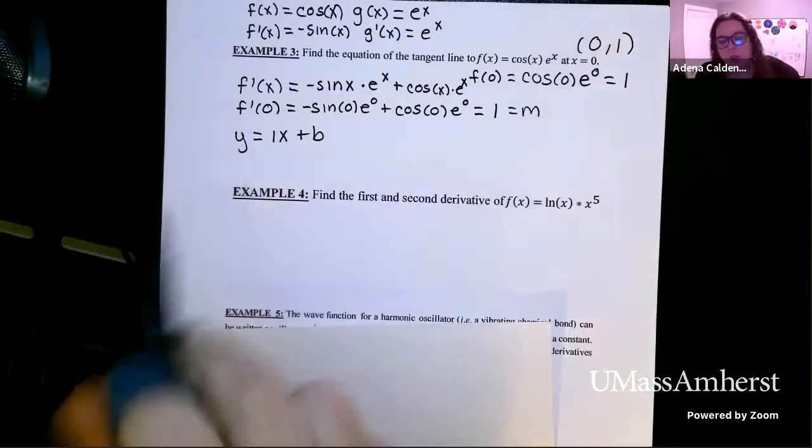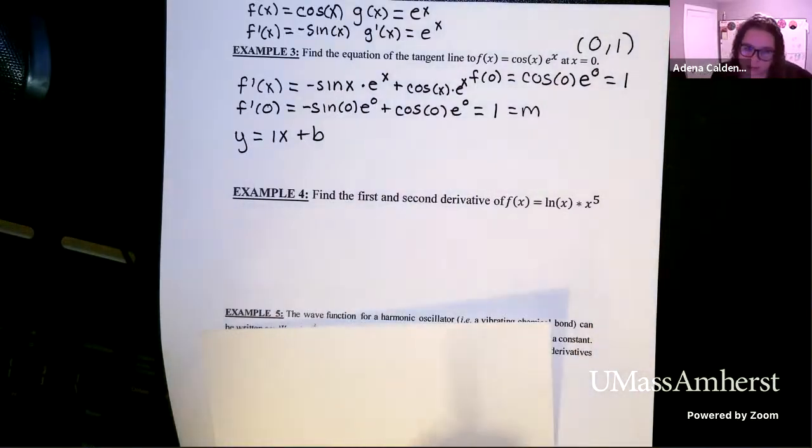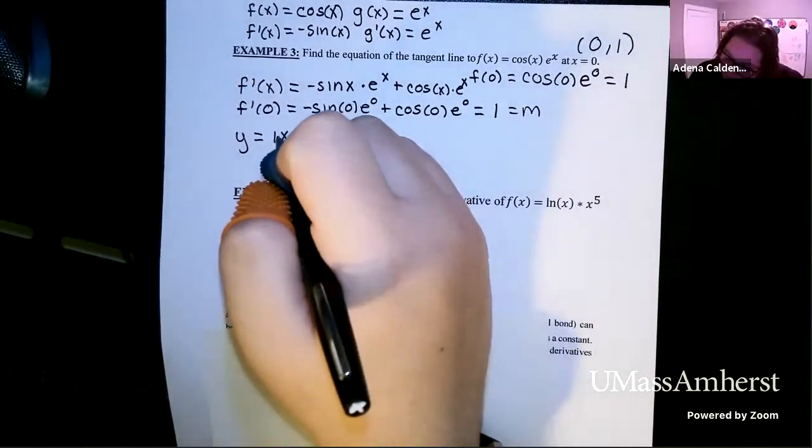Because my slope is 1. You don't actually have to write the 1. You can just write it as x. I'm just writing the 1 so we remember that that was the slope.